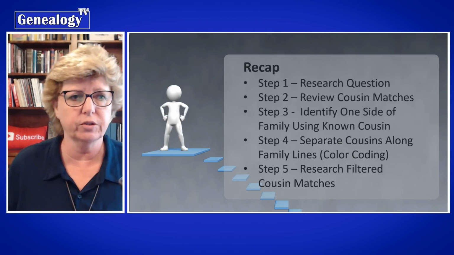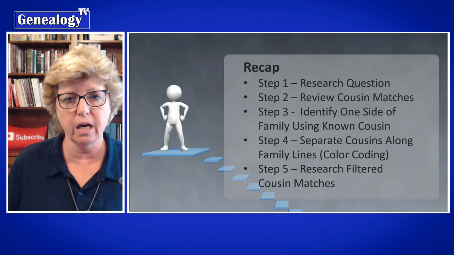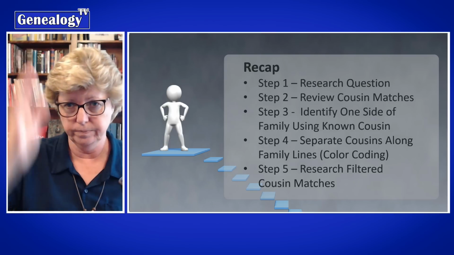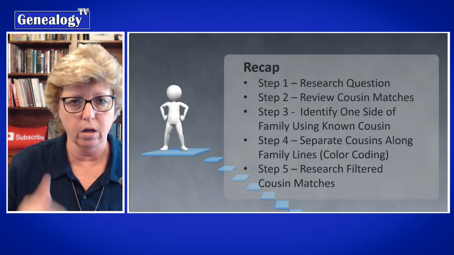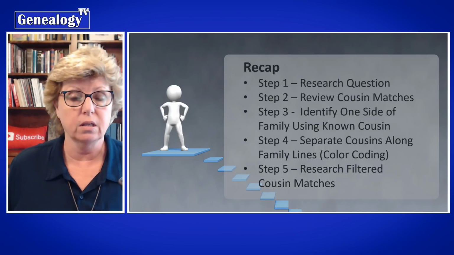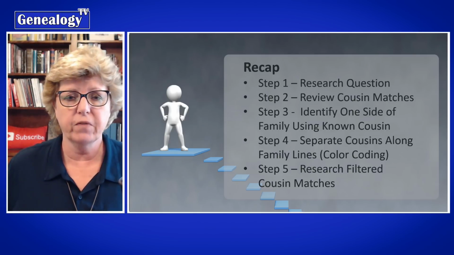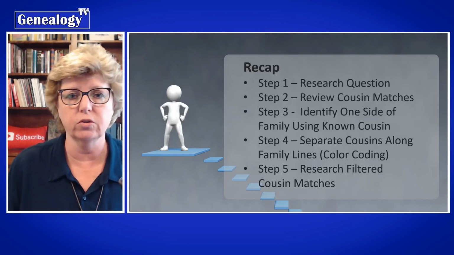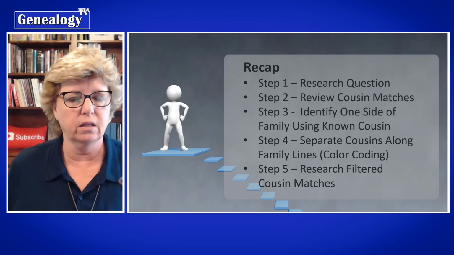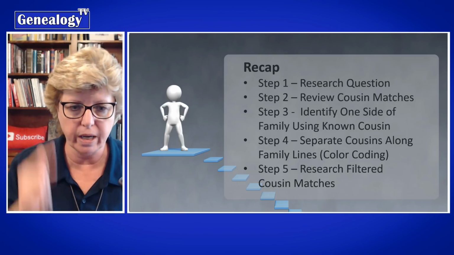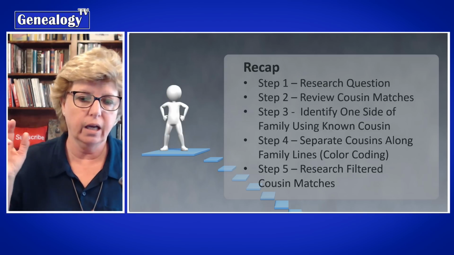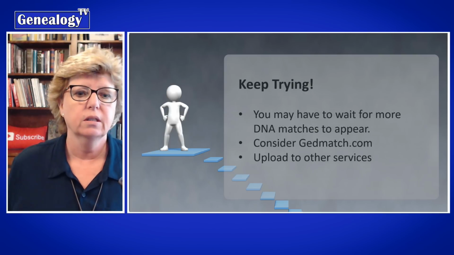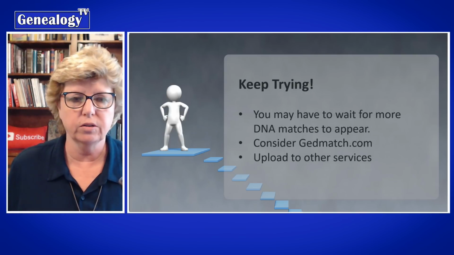Then step 4 is to separate those cousins along family lines using the color coding system. With the shared matches tool, you drill in to those cousins and then mark all of those cousins with the color coding system. And then step 5 is to research the filtered cousin matches on the line specific to your research question and see if you can find more in the trees, more by contacting the cousins, and also by digging into some of the records. There's a lot of things you can do there.